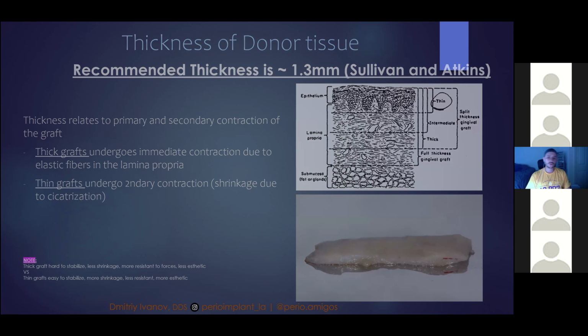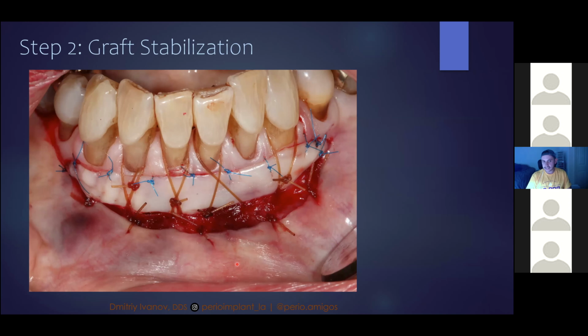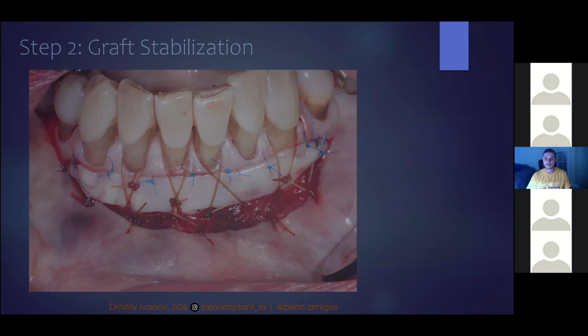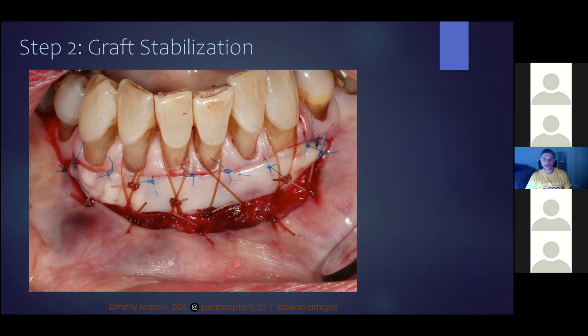Step number 2, or this would be step number 3, I guess, because we already harvested the graft, is to secure the graft into place. And here, usually what I mean by securing the graft is, I start with the coronal sutures. So this procedure basically allows you to stabilize the graft in 3 dimensions.